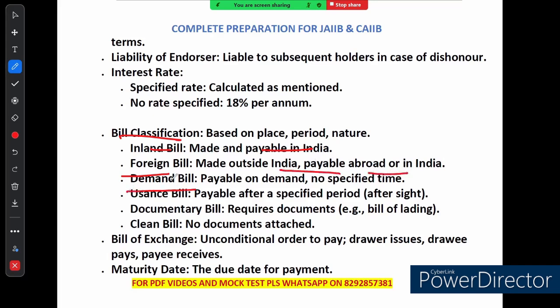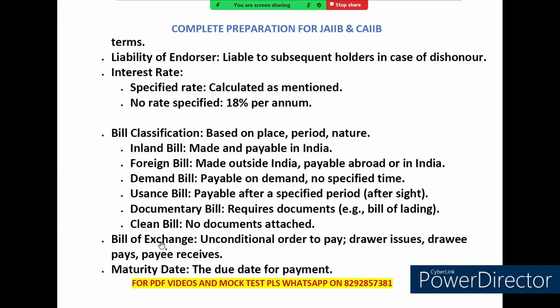There is something called a demand bill. Demand bills are payable right away, no waiting period, right? Payable on demand. As and when the demand comes, it will be paid. Usance bills need to be paid after a set period, like 30 days after sight. Now the documentary bill comes with documents like a bill of lading, while a clean bill doesn't have any document attached. You can see there are some more types of bill here, like the DP bill. Let's see what this DP bill is in the next slide, right?